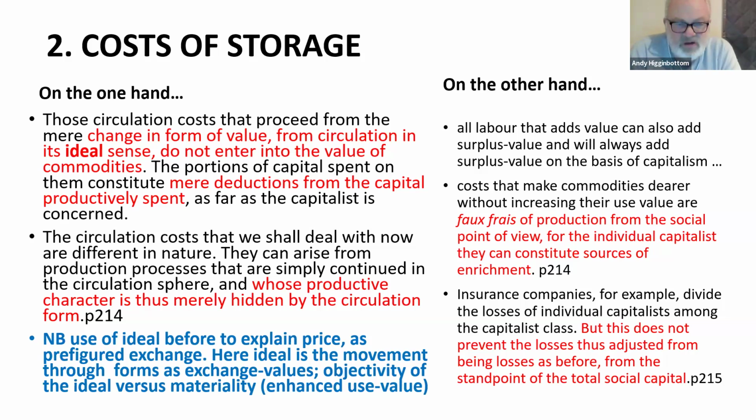It is very interesting that Marx conceptually brings in the concept of the ideal again. Those circulation costs that proceed from the mere change in form of value, from circulation in its ideal sense, do not enter the value of commodities. So he's talking there about purely the change of form of exchange value. He brought in the idea of the ideal in the concept of price as a prefiguration of the actual sale. And of course, these costs of storage are before the sale. So we've got use values and exchange values that exist before the actual exchange with money.